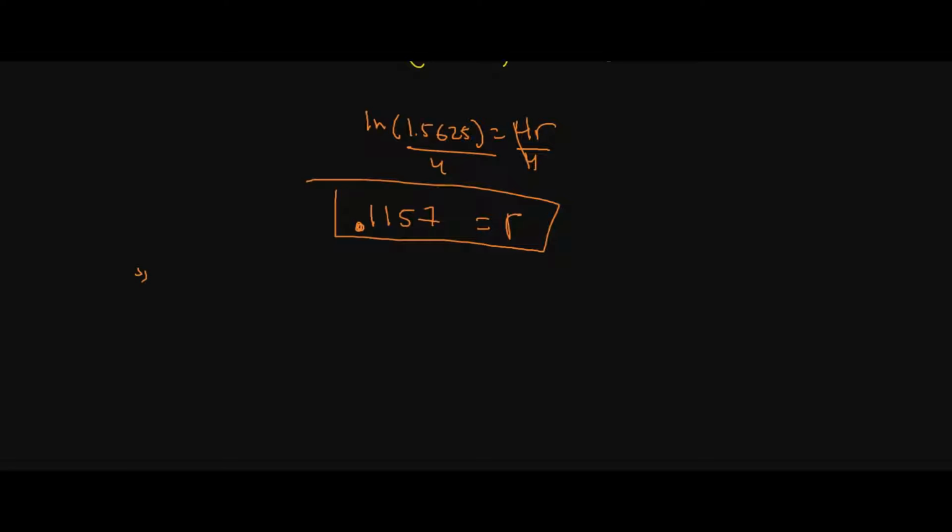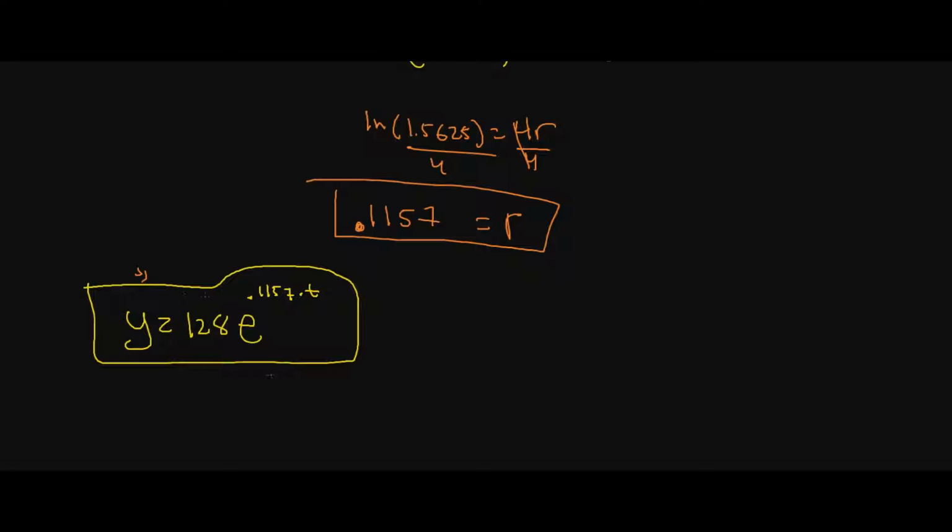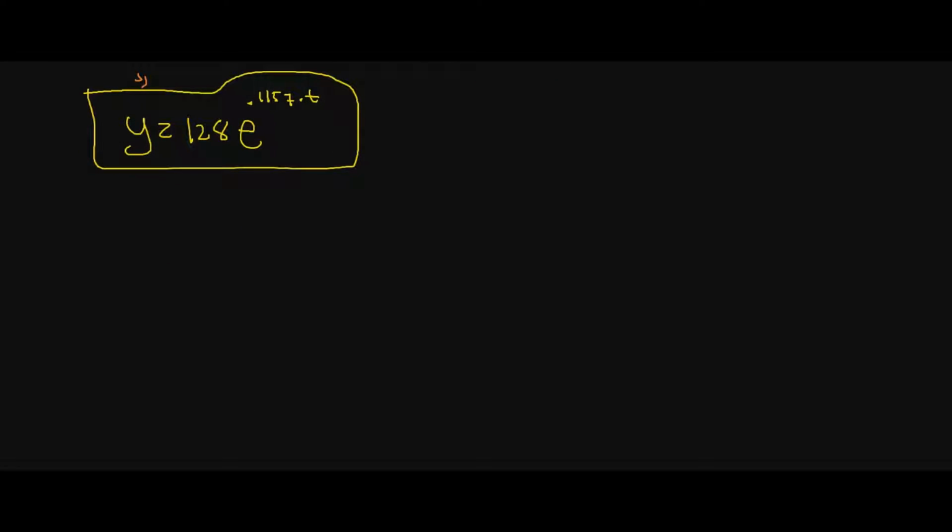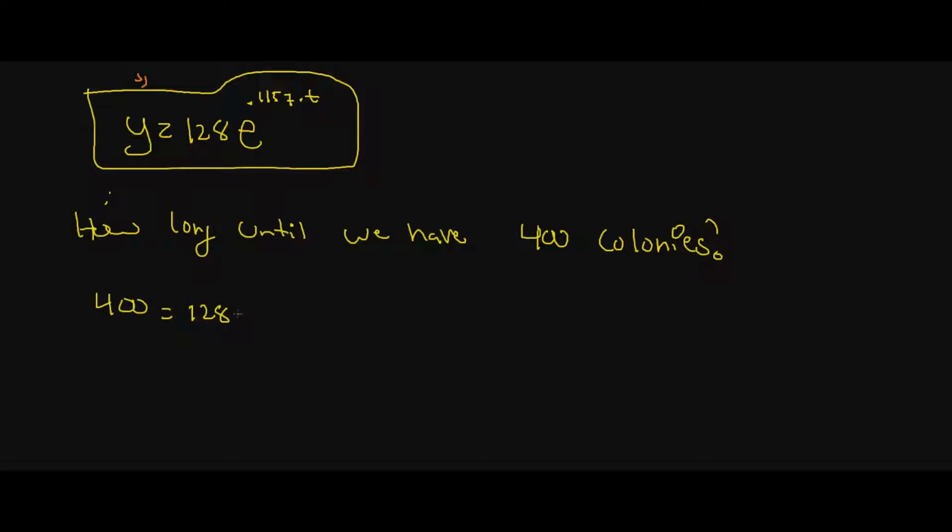Now that I have my rate, let's plug that into my equation. So we now have y is equal to 128, which was my starting amount, times e to the 0.1157 times t. We figured out our rate of change. Now we can ask the question we wanted to get at: how long until we have 400 colonies? Let's plug the 400 in for y, and we get 400 equals 128 e to the 0.1157 times t.